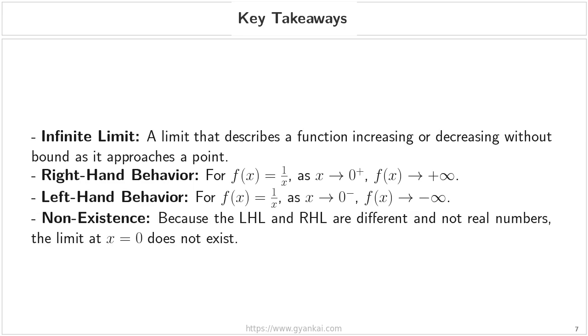Finally, this leads us to the conclusion regarding the non-existence of the limit. Because the left-hand limit and the right-hand limit are different, one heading toward positive infinity and the other toward negative infinity, and because these are not finite real numbers, we must conclude that the limit of f of x as x approaches 0 simply does not exist. With these fundamental points clear, let us proceed to the final slide, where we will discuss some common mistakes students often make when dealing with these concepts.